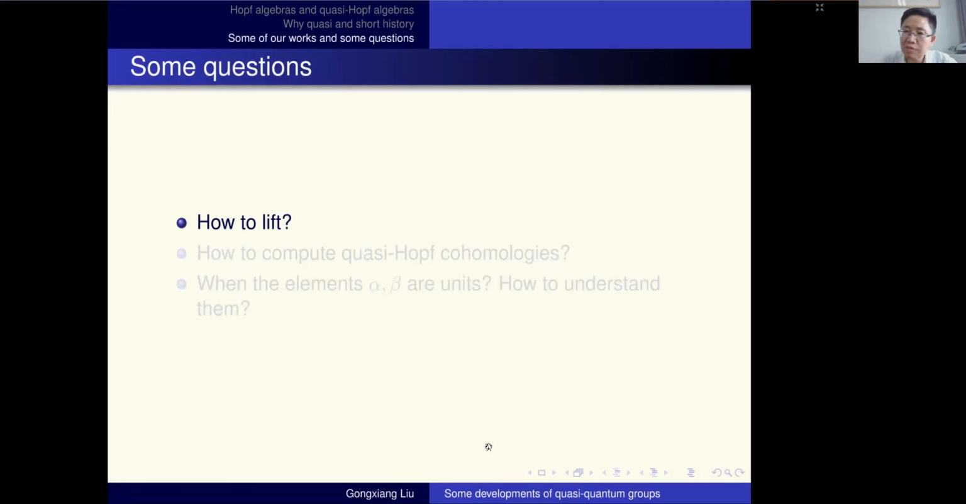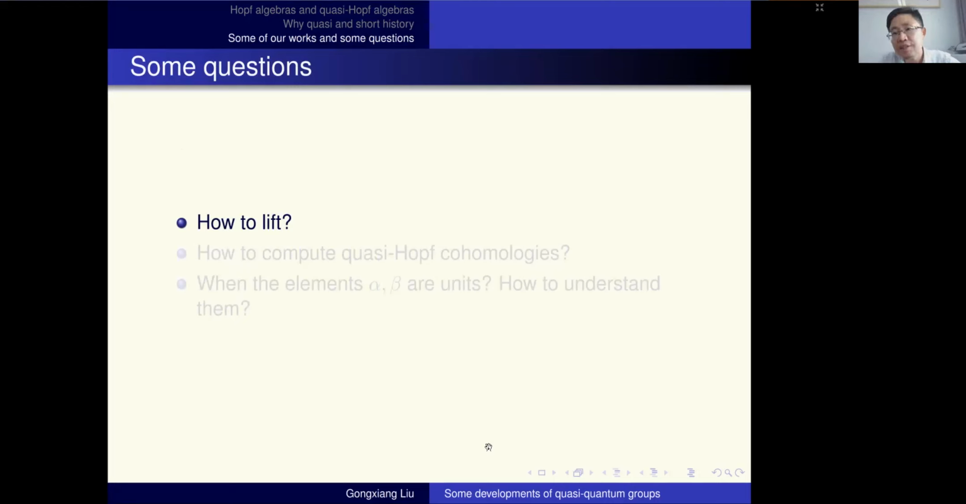For Hopf algebra, we have a lifting procedure. In many cases, this lifting procedure can apply. But for quasi-Hopf algebra, a very big difficulty for us is how to lift the Drinfeld associator. How to lift it?